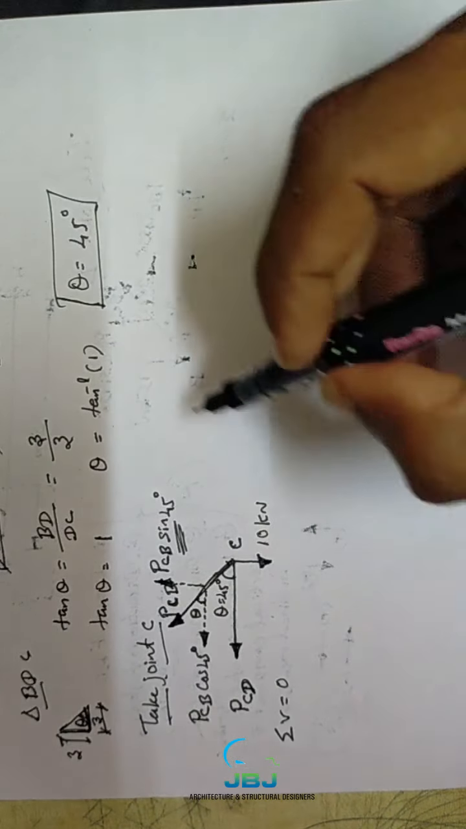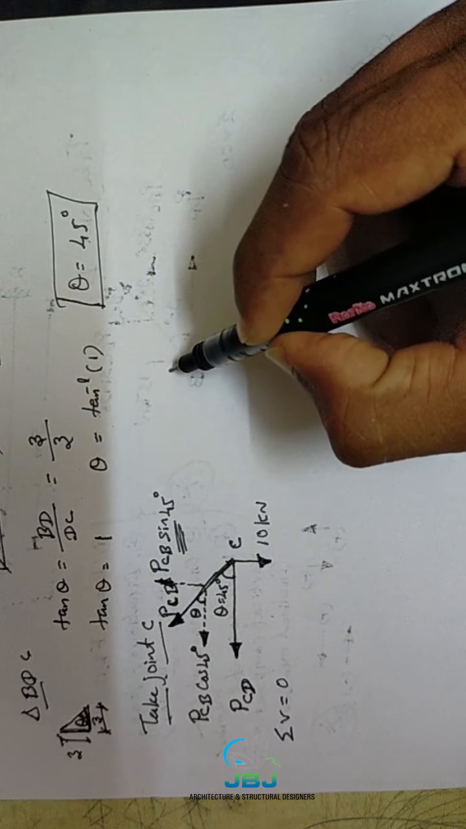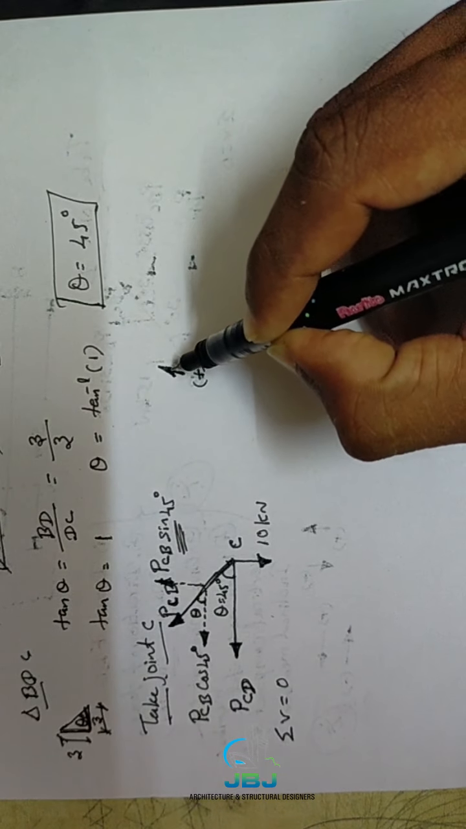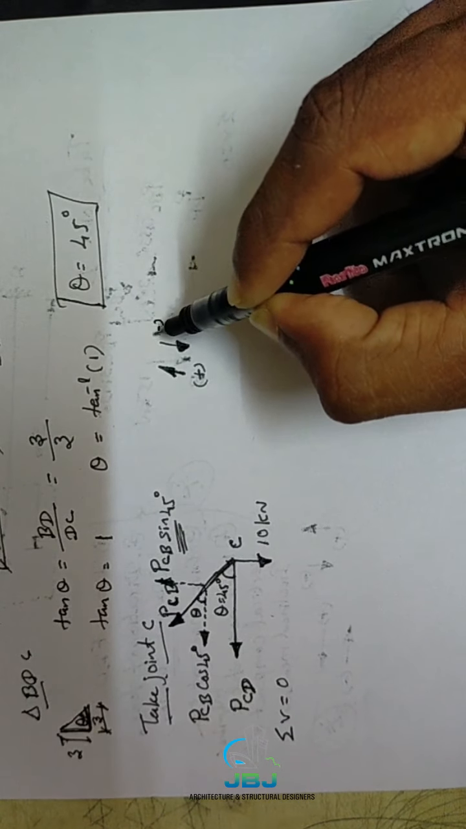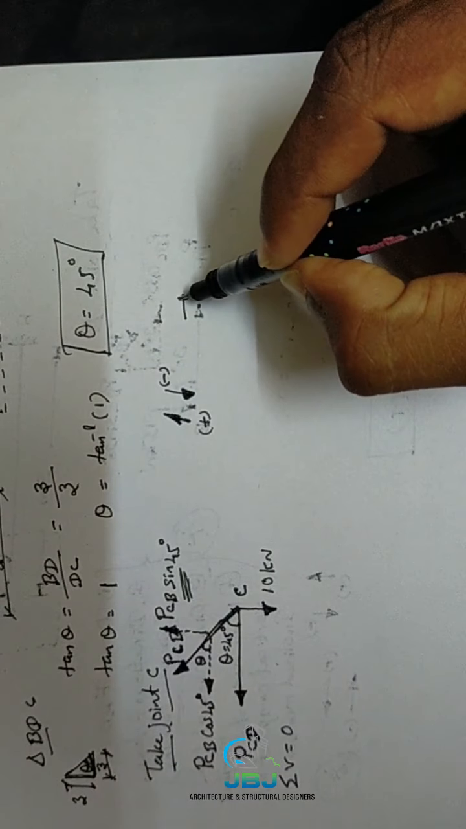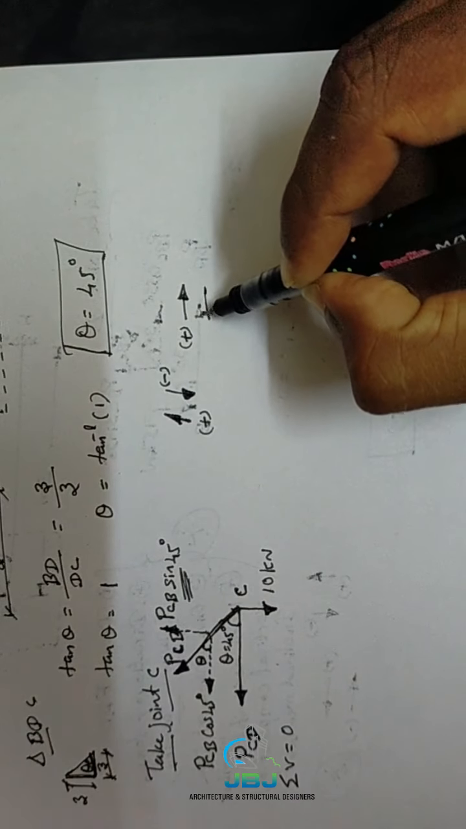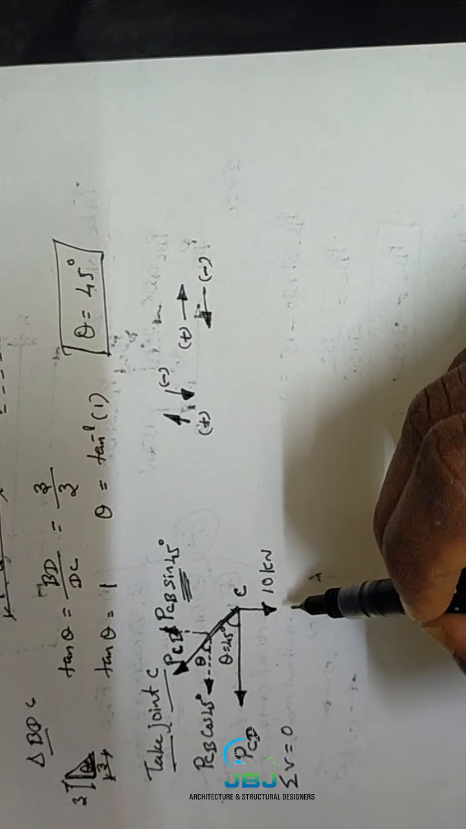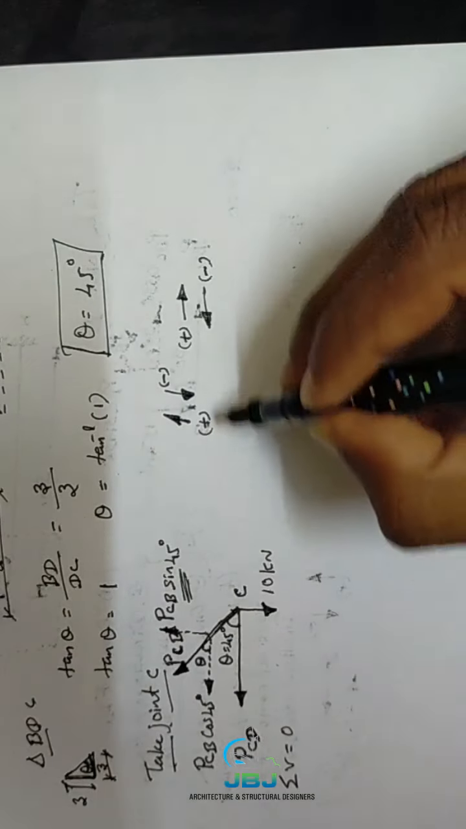Before writing this term, you must have clear knowledge about the sign convention. When the forces are acting towards the upward direction, you must take the positive sign. When the force is acting towards the downward direction, you must take negative sign. If the force is acting towards the rightward direction, you must take the positive sign. If the force is acting towards the leftward direction, you must consider the negative sign. Here there is only one point load which is acting towards the downward direction, so at that time you put the negative sign, right? This is our condition, right?